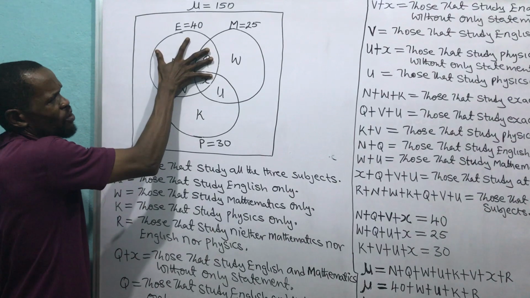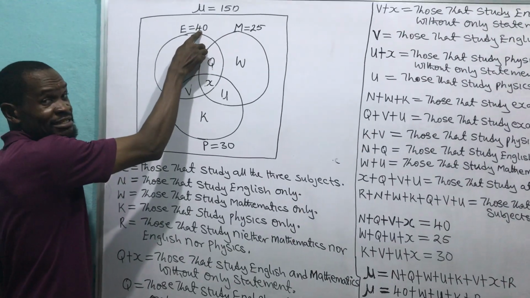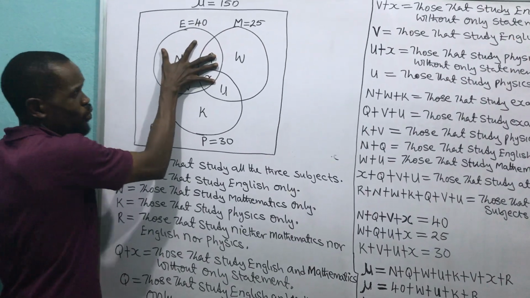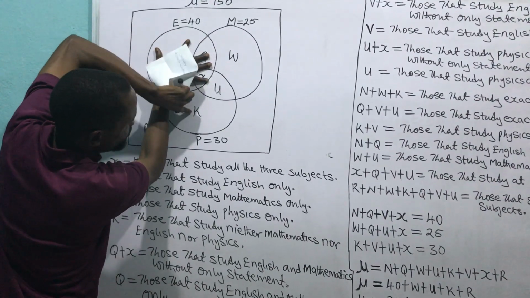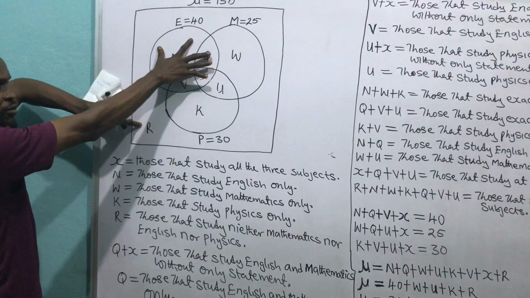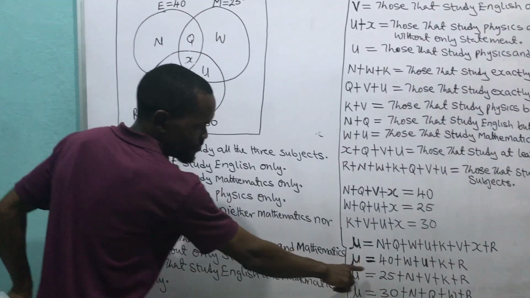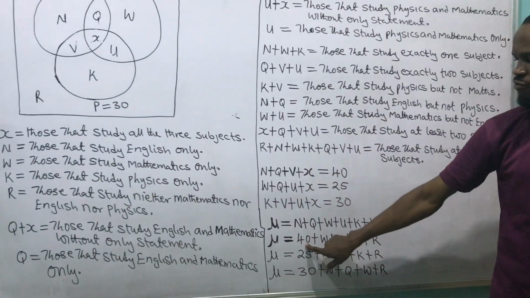If I cover it now, what am I going to take? 40, right? 40 is this circle. Then what remains after I cover this circle? I have W, I have U, I have K, and I have R, which is this. So you will not see it. I said, look at it. I said 40 for that circle.